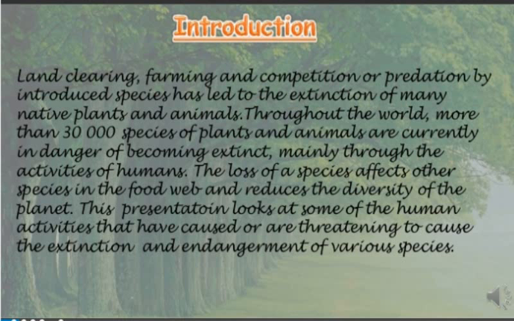Land clearing, farming and competition or predation by introduced species has led to the extinction of many native plants and animals. Throughout the world, more than 30,000 species of plants and animals are currently in danger of becoming extinct, mainly through the activities of humans. The loss of a species affects other species in the food web and reduces the diversity of the planet.